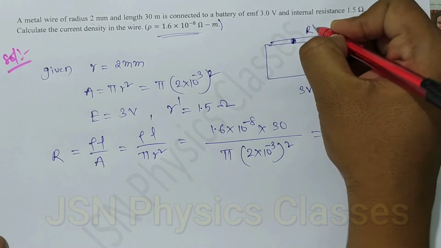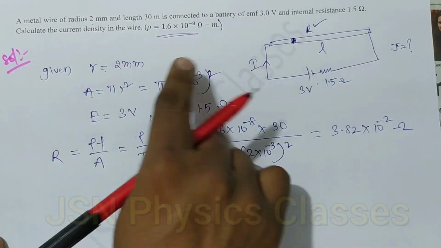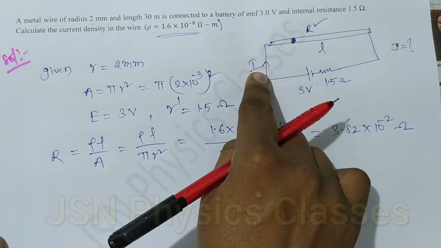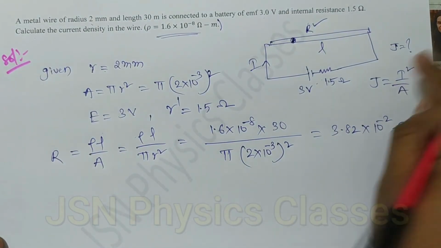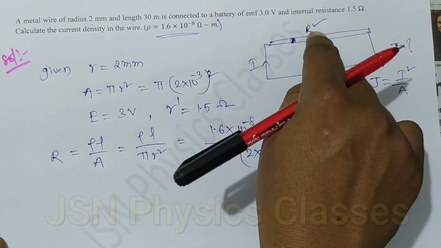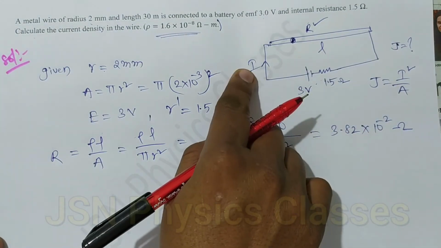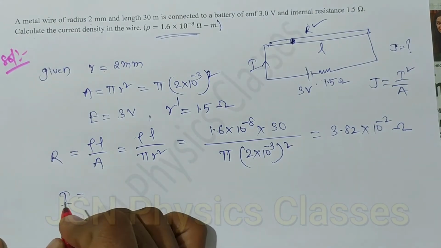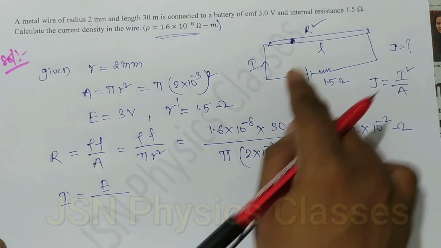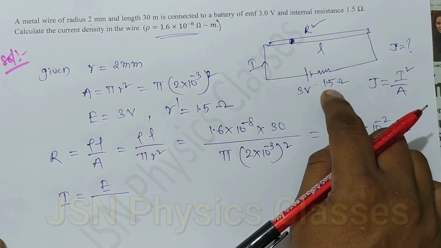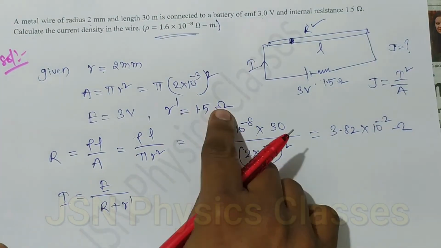After we calculate resistance, first find out the current, because to calculate current density J, which is equal to I by A, you must calculate current first. We already know the resistance and EMF of the battery, so you can calculate current very easily. Current I is equal to voltage by resistance, that is EMF by resistance, but besides the resistance of the wire, the battery also has some internal resistance, so we write R plus R dash.